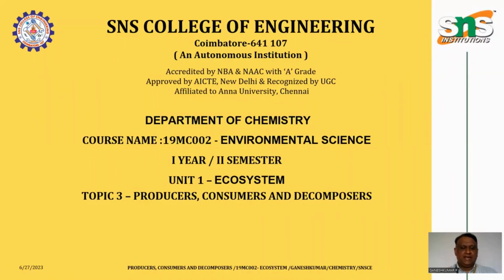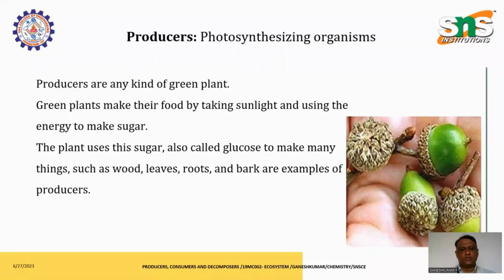Hello. In the third session of environmental science, we discuss producers, consumers, and decomposers in the ecosystem. So, what are producers? Producers are those which produce their own food. The producers are a kind of green plant.